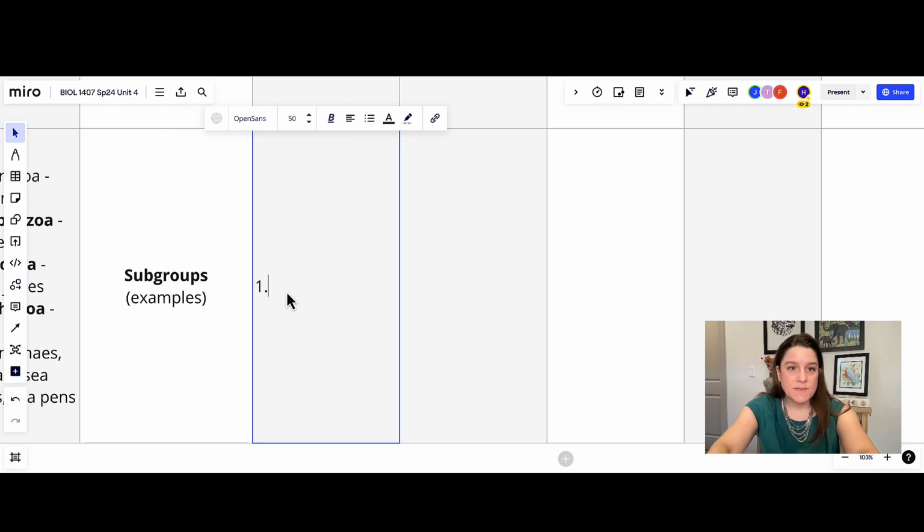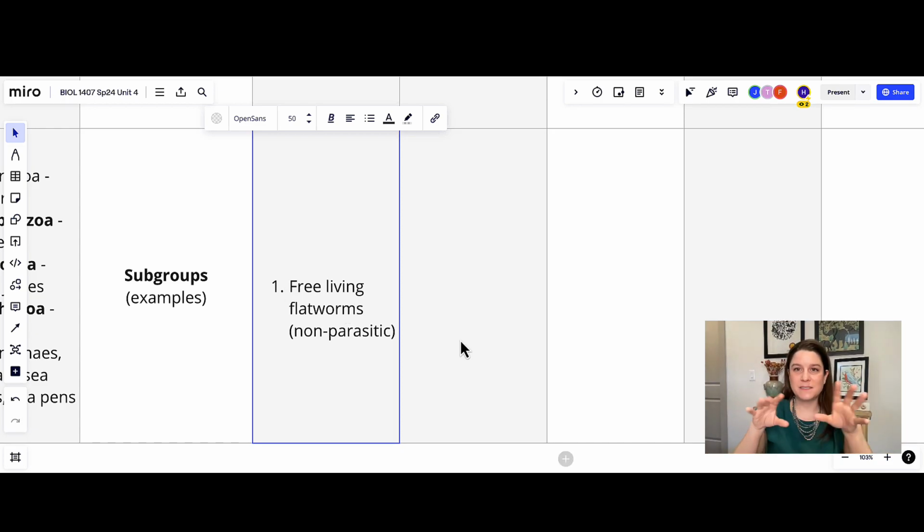I'm going to call them free-living flatworms. What free-living means is basically non-parasitic. And these can group with some of the parasitic ones, but they're non-parasitic flatworms, like the planarian. So these guys are just eating their own food. They're usually swimming, and I guess most of them are in water. There are some on land.